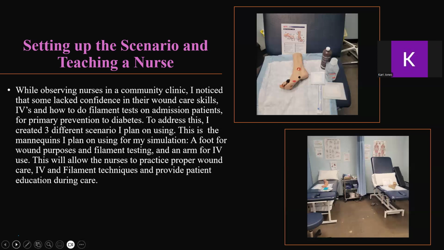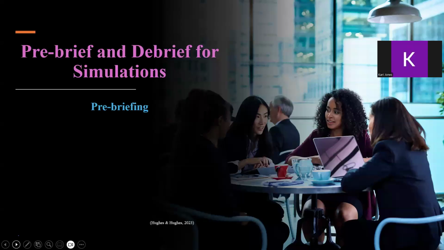This is the mannequin I plan on using for the simulation: a foot mannequin for wounds and filament testing, and an arm for IV. This will allow the nurses to practice proper wound care, IV, and filament techniques and provide patient education during care. So that's one of it. These are the setups that I have here.